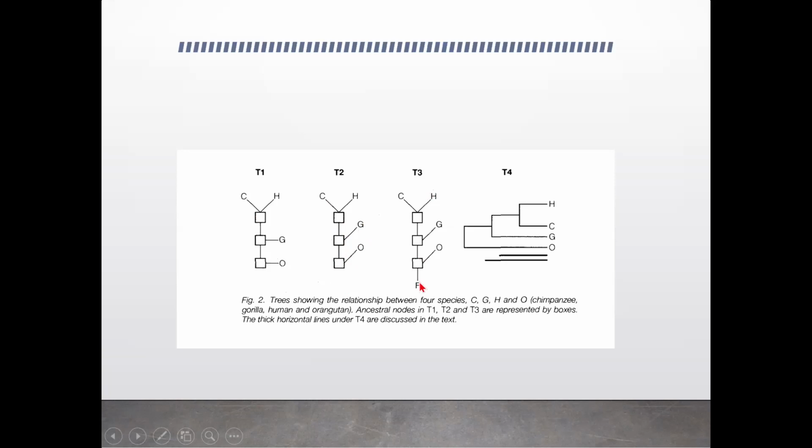Whereas T3 is a rooted tree. Here, the root is represented by the recent common ancestor, which is the F node. In T4, you can see the branch length is different. The line of descent is represented by lines of different length. As I told you earlier, this branch length indicates the evolutionary distance. If you see H and C, human and chimpanzee, the branch length is the same. That means human and chimpanzee are very closely related to each other.